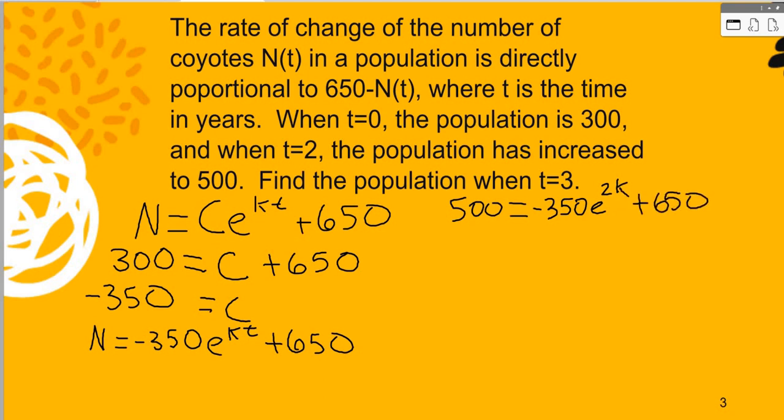So how do I get rid of an e to stuff? Natural log. Okay, but my e to the stuff has to be by itself. So what would we need to do first? Subtract 650. Okay, and we get negative 150. Negative 150, and then we're going to divide by negative 350. Can we reduce that? Probably. You can. Now, if it's going to cause you more brain power than necessary to reduce that, then don't.